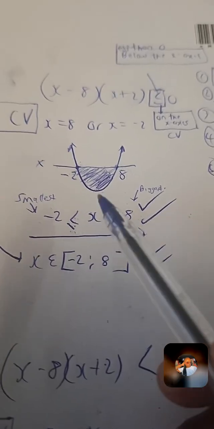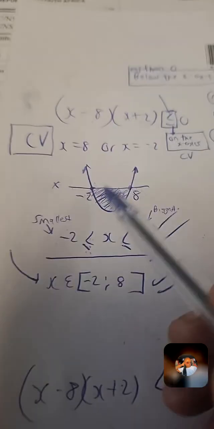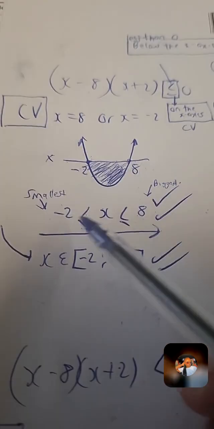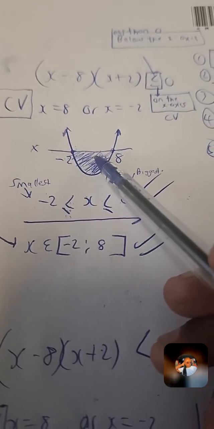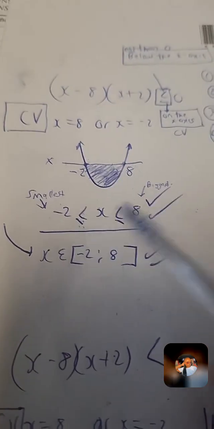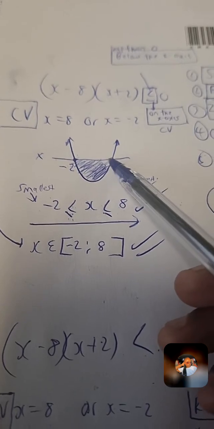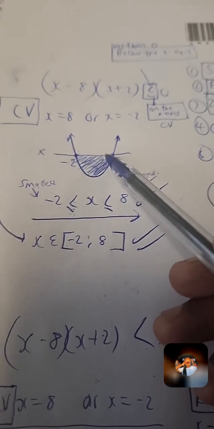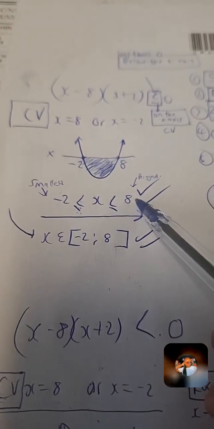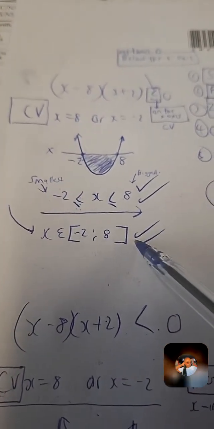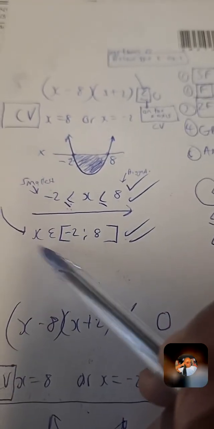So you can write your answer in inequality form and say x is going to be greater than or equal to -2. In other words, the values are this side of -2 and less than or equal to 8. Less than or equal to 8 means here in this space. So we are lying in between. So x is between -2 and 8.